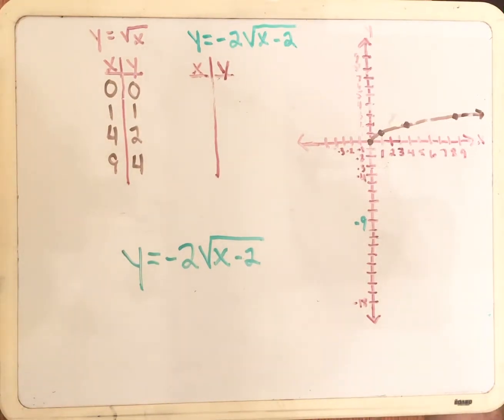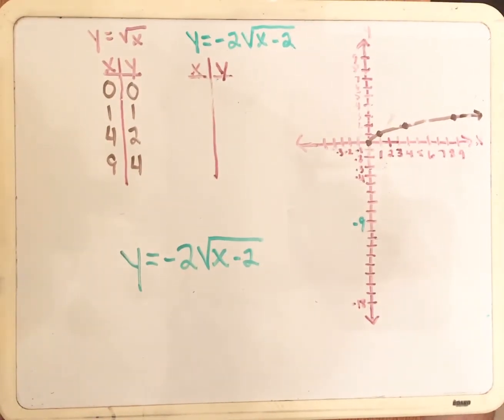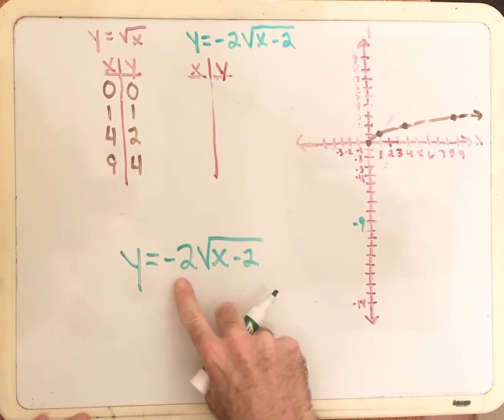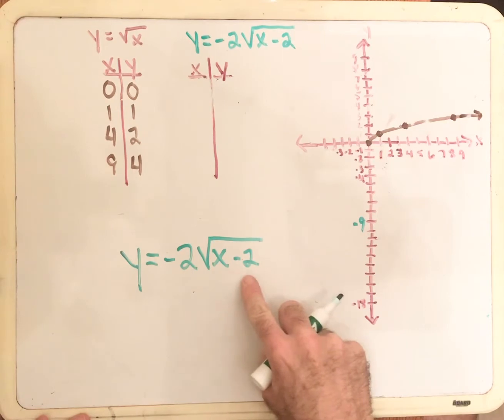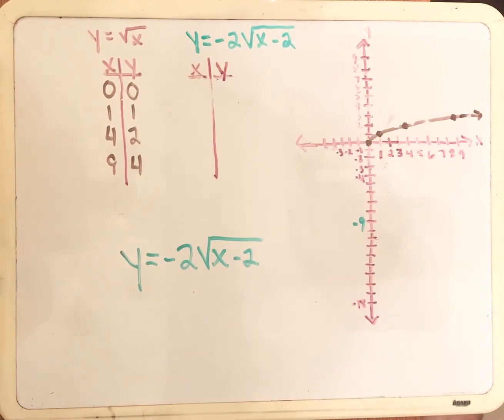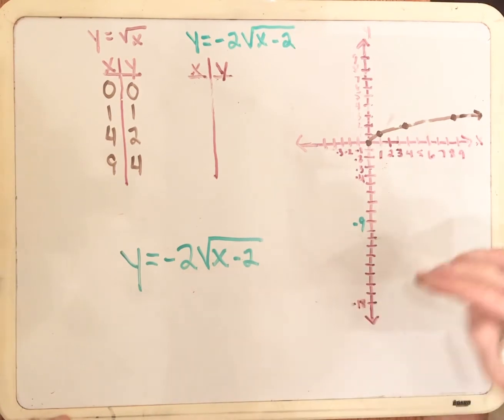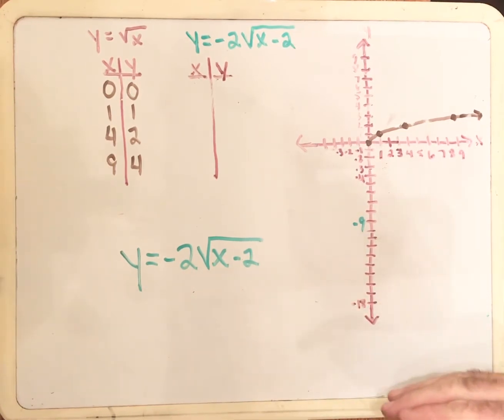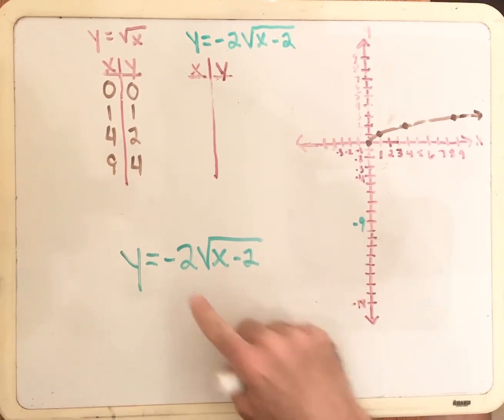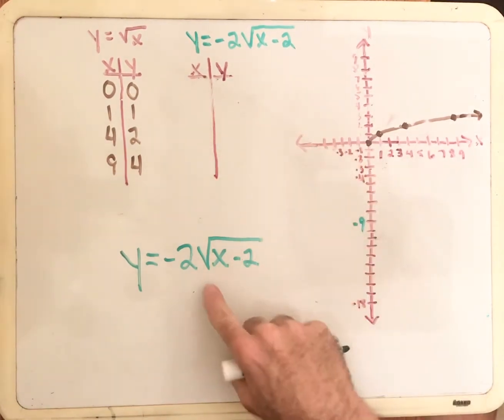All right, guys, so let's look at an equation with multiple transformations here. So we've got y equals -2 times the square root of x minus 2. Okay, all kinds of stuff going on here. We've got a multiplier here of 2, which means we're going to stretch the graph by a factor of 2. So that means each of our y values is going to be doubled.